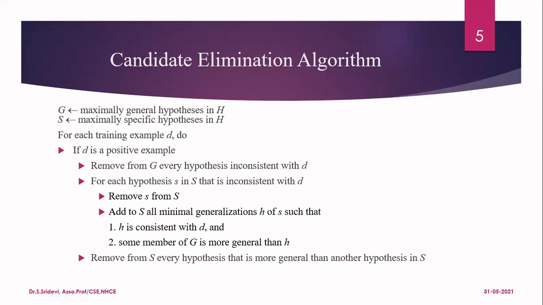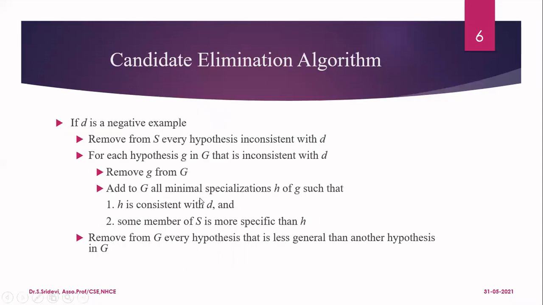After we do this, sometimes the number of examples in the training set will be very large. And in that case, sometimes two hypotheses in the specific boundary may be generalizations of each other. So in that case, we have to remove from S every hypothesis that is more general than other hypotheses in S. So these steps will be executed as soon as we encounter a positive example.